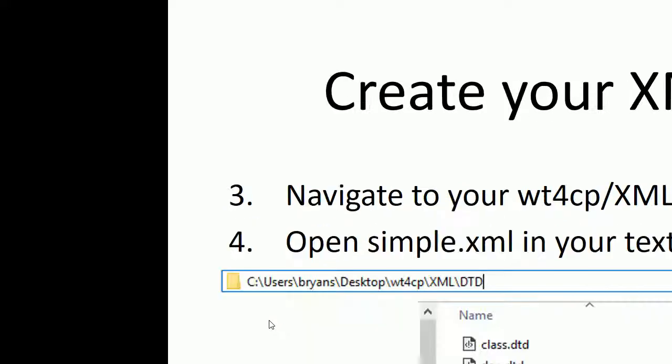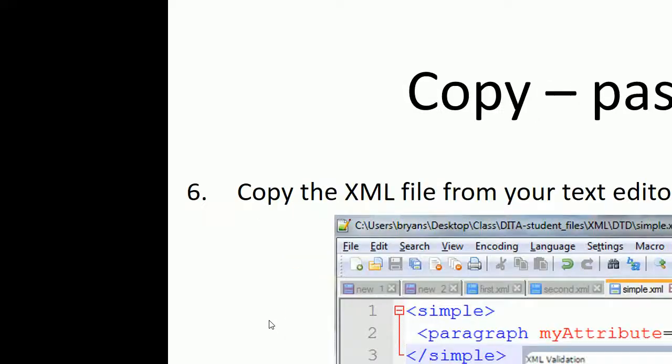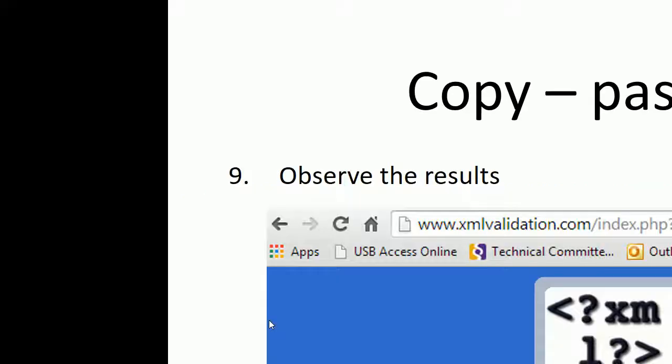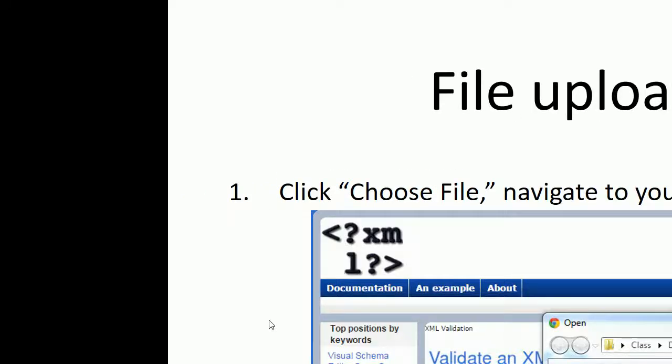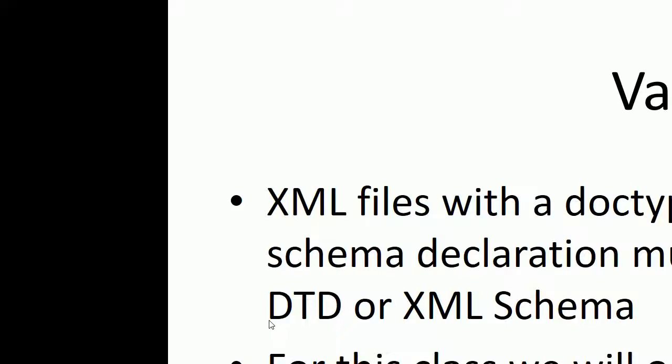workspace. And then we will copy the simple.xml and put it in our Notepad text editor. And then we'll test for well-formedness by going to this URL, and then we'll copy the text from our text editor and paste it into this URL, and we'll click the validate button, and we'll observe that there are no errors. And then we'll also use the file upload method, and we'll validate this, and we'll find that there are no errors.